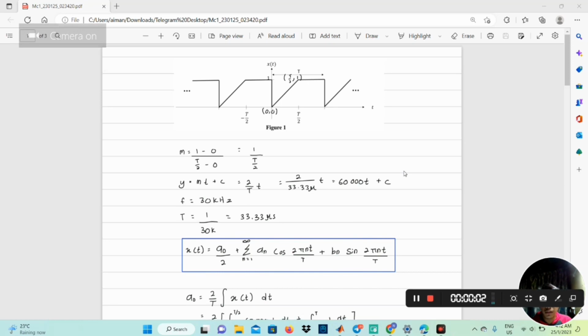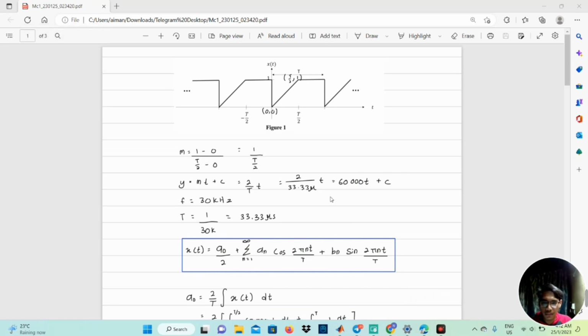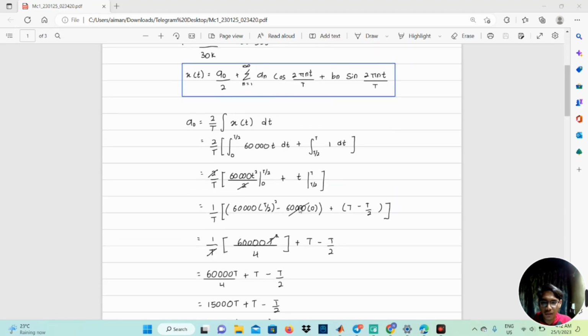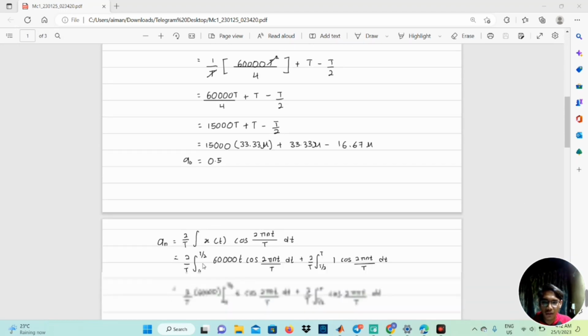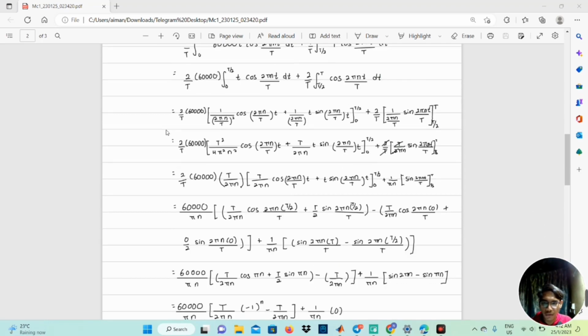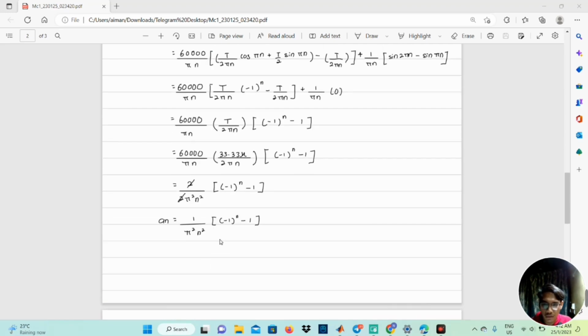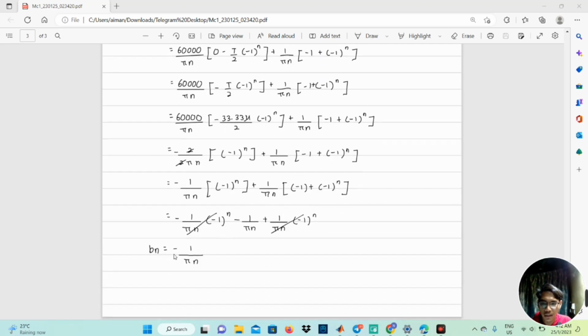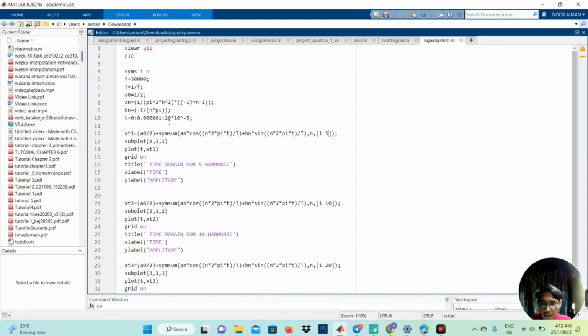So for task one, we need to make a manual calculation first for the Fourier series expansion. We need to calculate the value of a naught, and this is the equation. For an, this is the equation, and for the bn, this is the equation. And then we transfer the Fourier series expansion equation to MATLAB. And this is the program of the MATLAB.